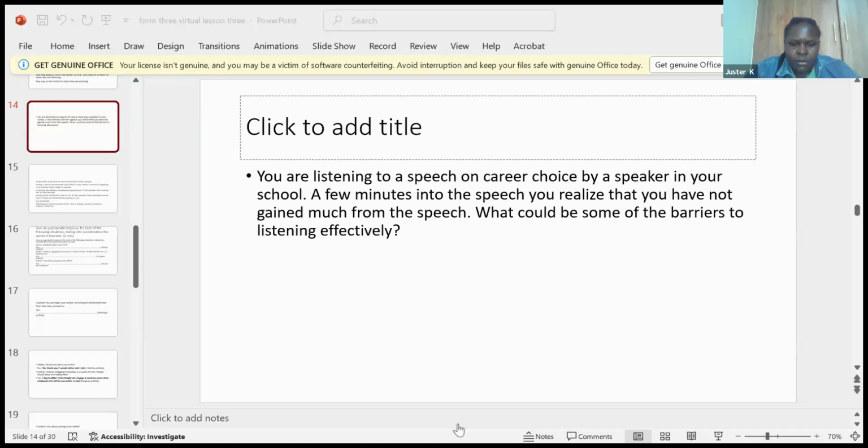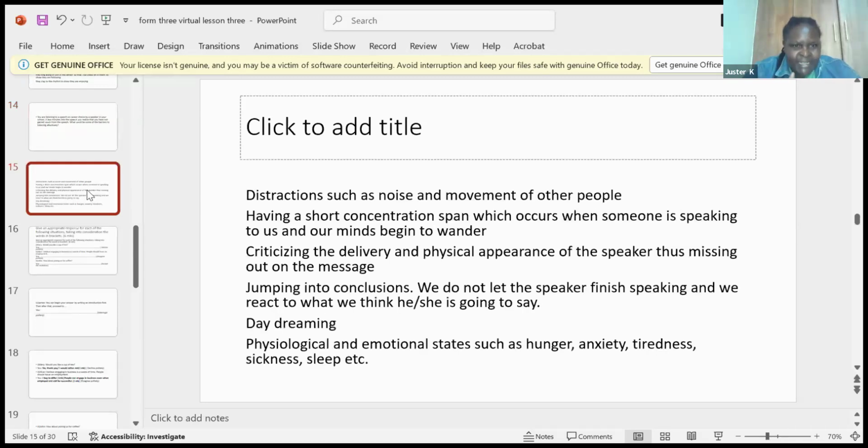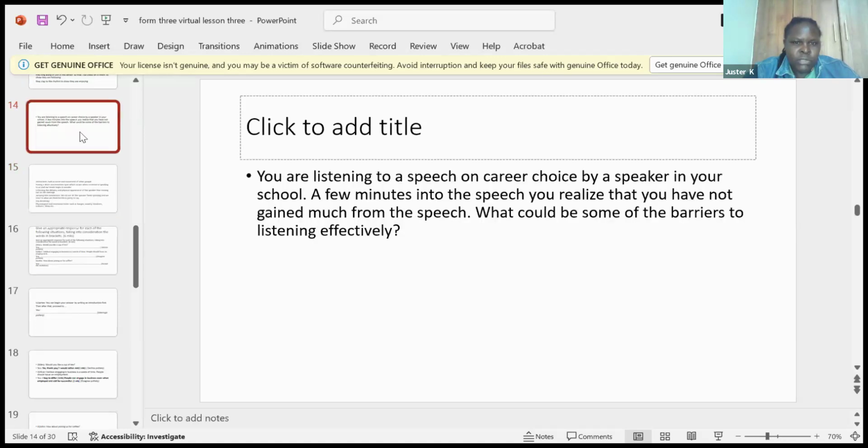Onyango? Mwalimu, can we talk about a language barrier? That's why I'm saying the question is on what are the barriers to listening effectively? It is you who is not listening. It is not the problem with the speaker or the language of the speaker. That is why the question is asking, what could be some of the barriers to effective listening?